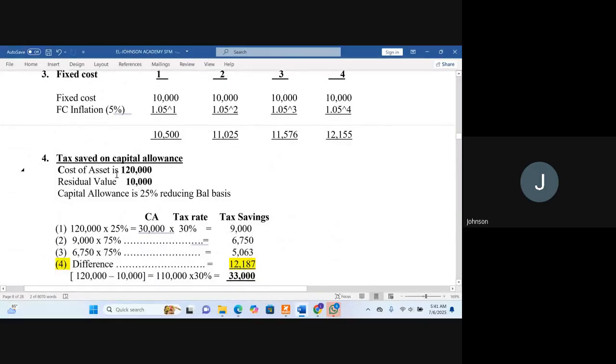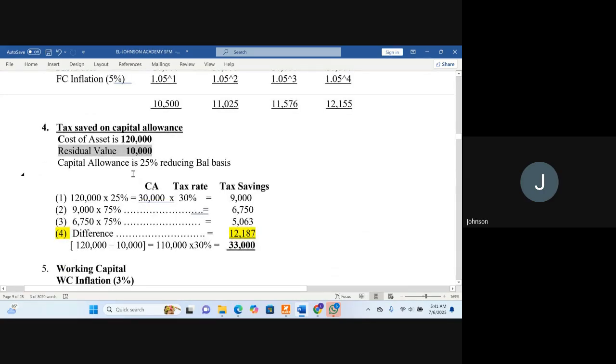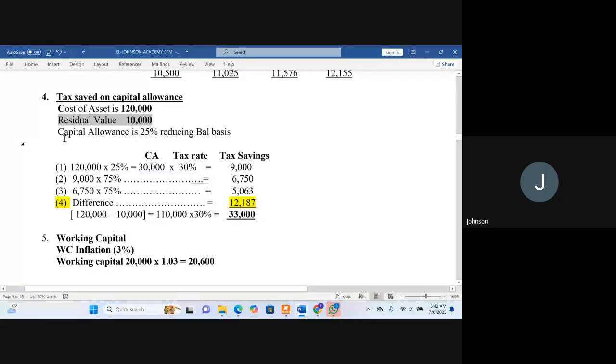So we now say we already know what the initial investment is. The cost of the asset is 120 million. The residual value is 10 million. Remember that two zeros will be up, so that's how we're doing it. 120 million, 10 million. Then the next one, we now say capital allowance is 20% on reducing balance basis.